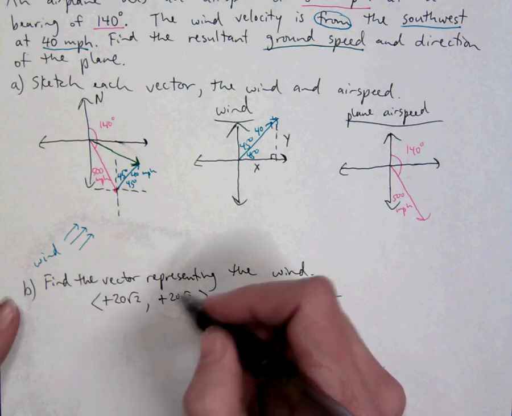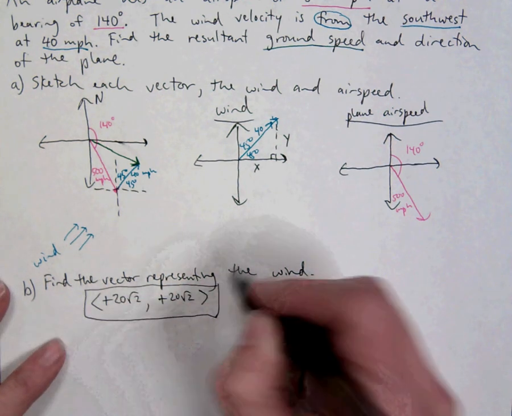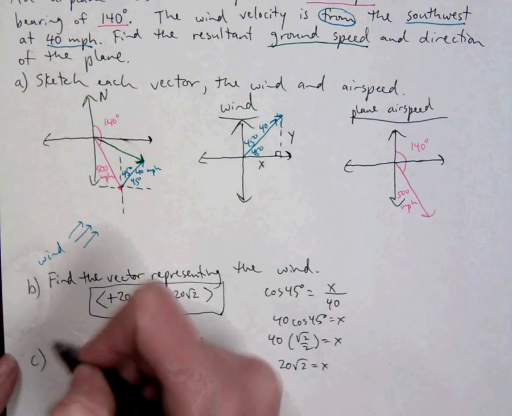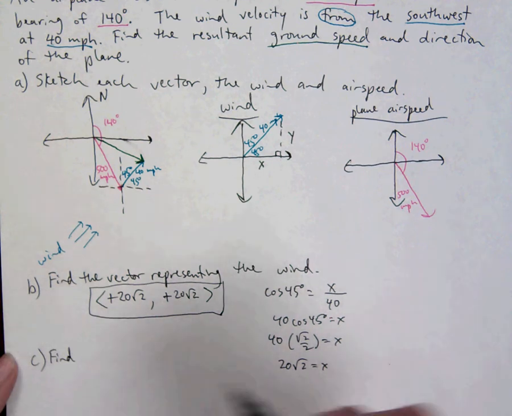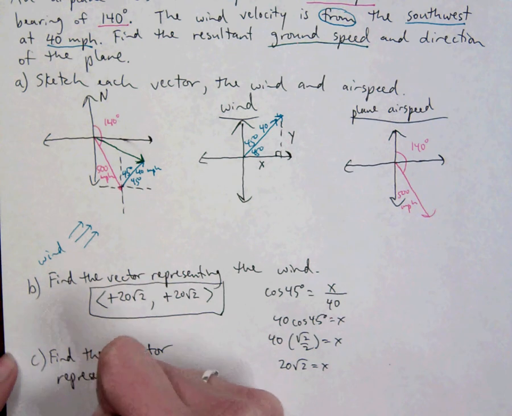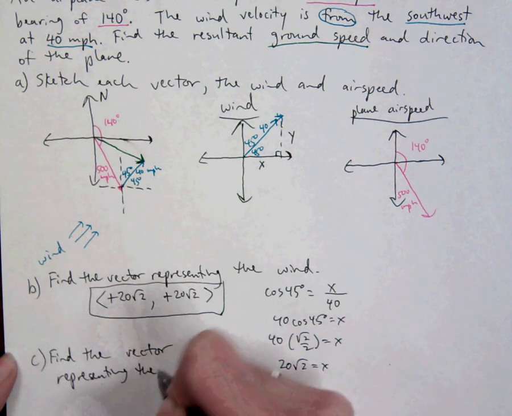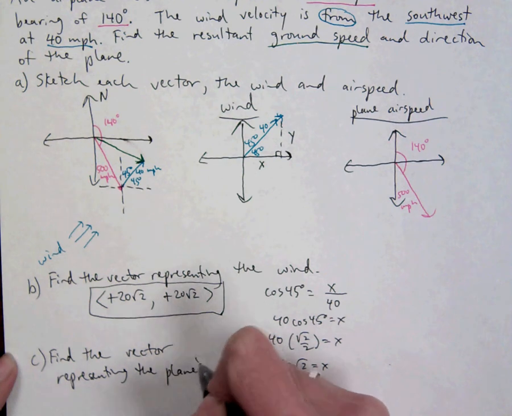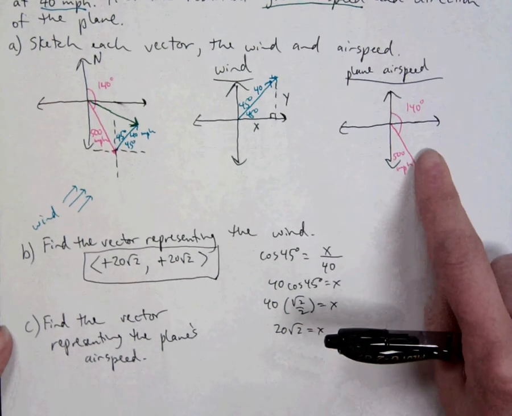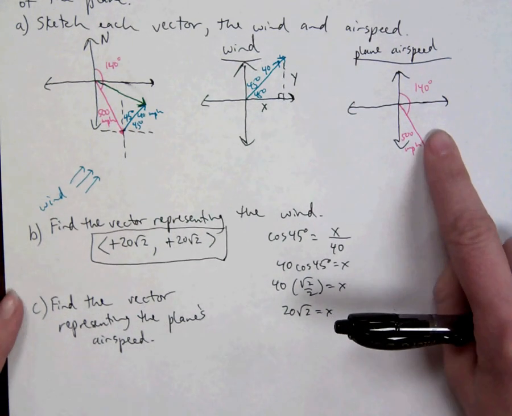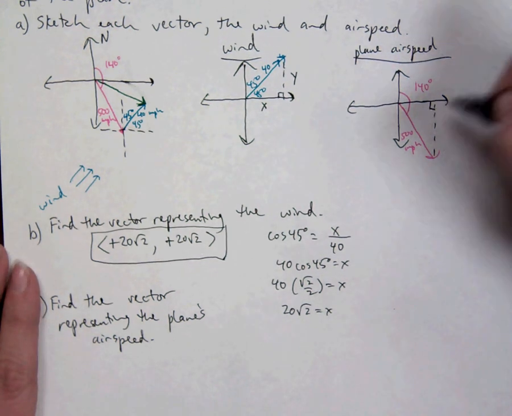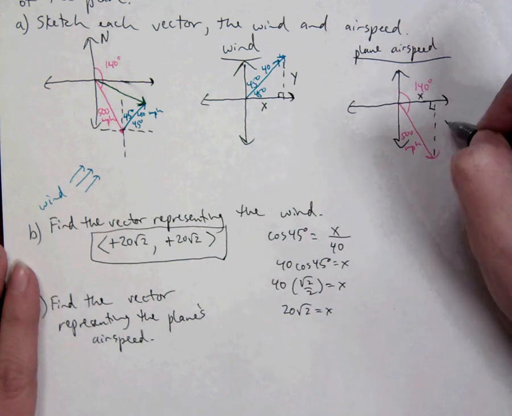So, again, that's part A. Well, part B, actually, I labeled it, but that's the first kind of question we're usually asked. The next kind of question we're usually asked for part C is find the vector representing the plane's airspeed. So again, we have this picture up here, and we're going to do the same kind of stuff with it. Okay, we're going to go ahead and drop down a perpendicular. We want to find this and this.